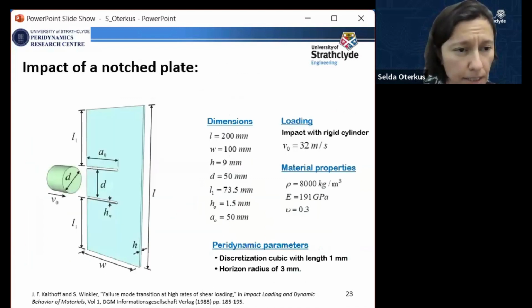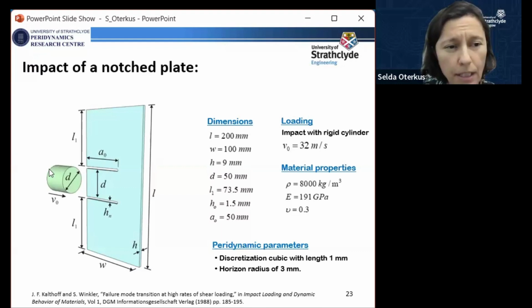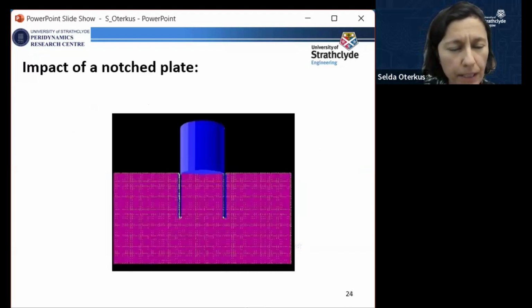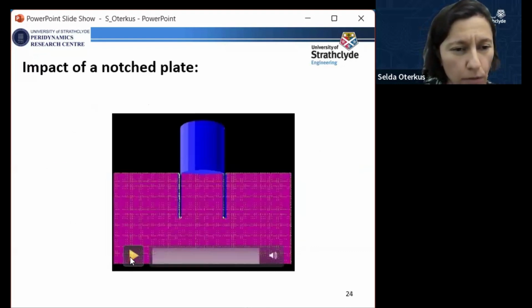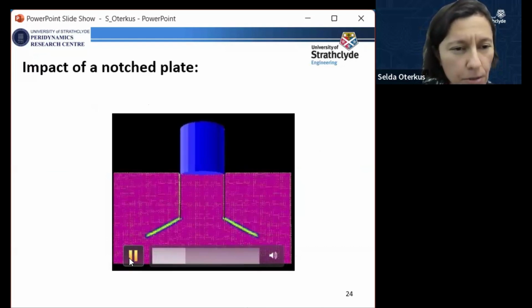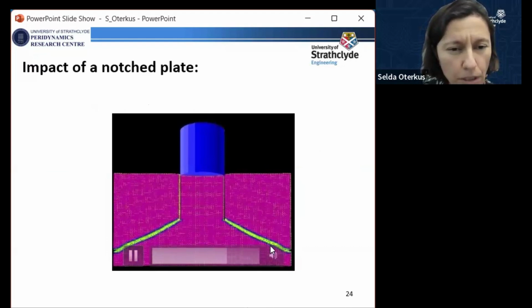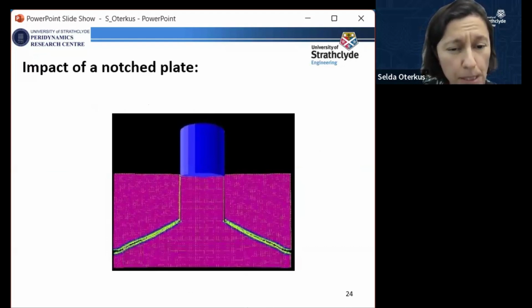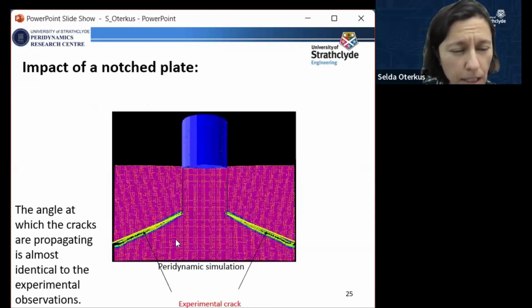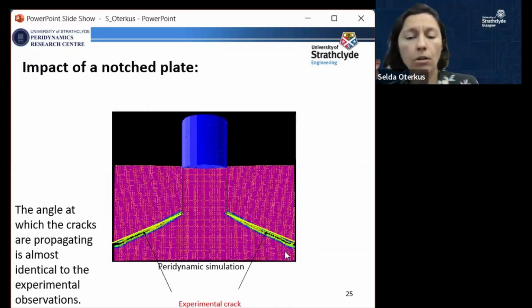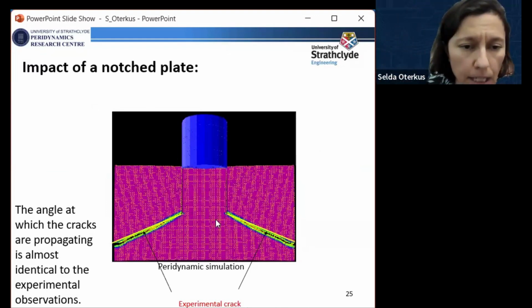Maybe another simple exercise here. There is a plate with two notches, and let's assume that we are hitting this plate with a hammer, and we would like to investigate how those notches behave after the applied loading conditions. Here's just a video I want to show you. After we hit with a hammer, as you can see, the crack propagates at an angle as shown here. So the plate splits into pieces. Actually, this one as well, we have compared with an experimental study. As you can see, the crack patterns are on top of each other. We capture almost exactly the same crack behavior.